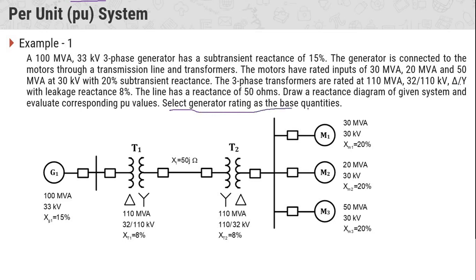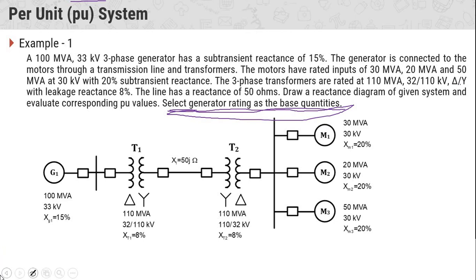Select the generator rating as the base quantity. Here it is already given that the base quantities, base MVA and base kV, are taken as the generator quantities. So the data given for the generator MVA and kV are taken as the base value.